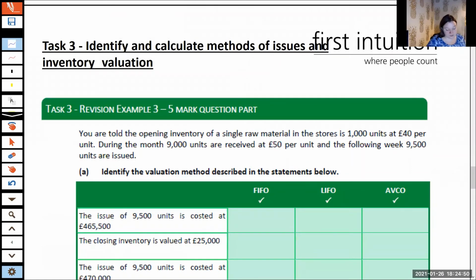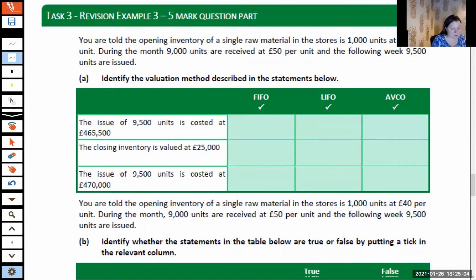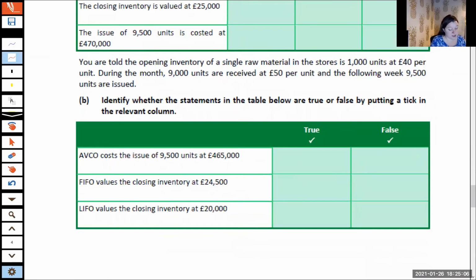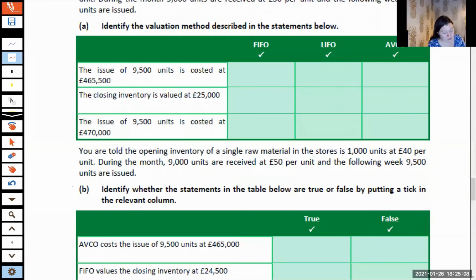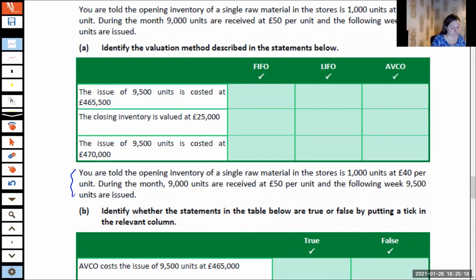Again, it's so similar. Okay, we have the 3 different valuation methods described in the statements below. And again, they've given us 3 statements, and we've got to tick which ones apply. And again, further down, we've got 3 true or false statements. Again, this information is the same, so you can see how similar the questions are. We know that something is coming up on this in our exam. We know it's likely to look very, very similar to this.